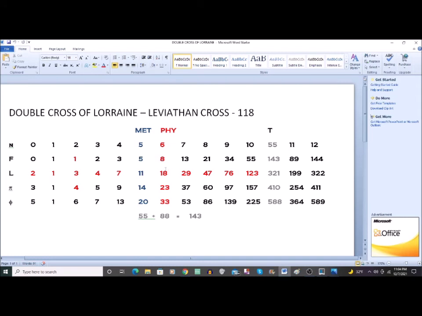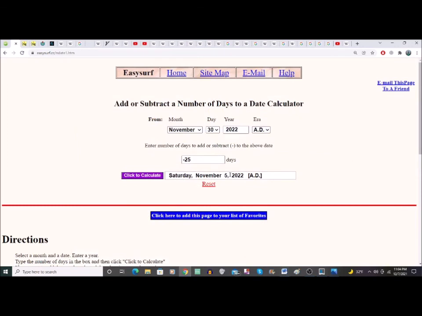Anyway, this is interesting because we're right here. Okay, now, get rid of that a minute. So then I'm like, well, let's add on 25 days and see where we end up from that date in the thing.